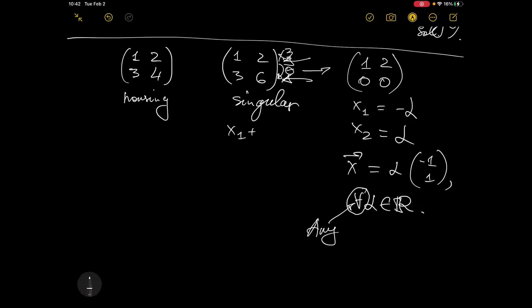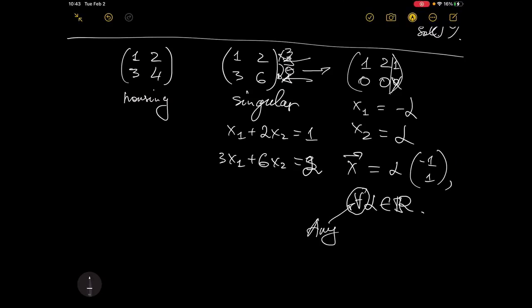x1 plus 2x2 equals 1, and 3x1 plus 6x2 equals, let's say, 3. Then the system is consistent, right? Because I will get 1, 0 as a result in the augmented matrix like that. But if I had something like 2 here, for example, then this would not be 0 and my system would be inconsistent, right?